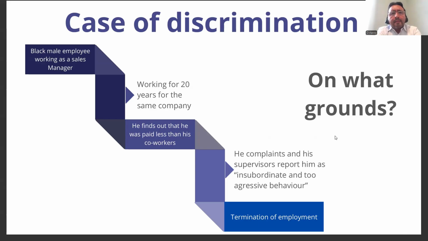So from the 16 grounds that we saw in the previous slide, what do you think would be the case under discussion here? What grounds do you think? Race and color. Thank you very much. Race and color, right? So he took his case to the New Brunswick Human Rights Commission. It was a big fight for him, but the company had to pay a considerable amount of money after it was demonstrated that it was a case of discrimination.